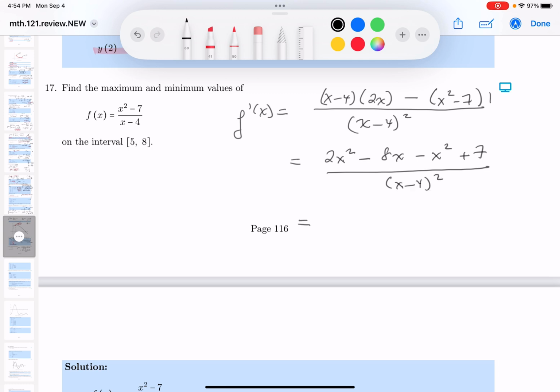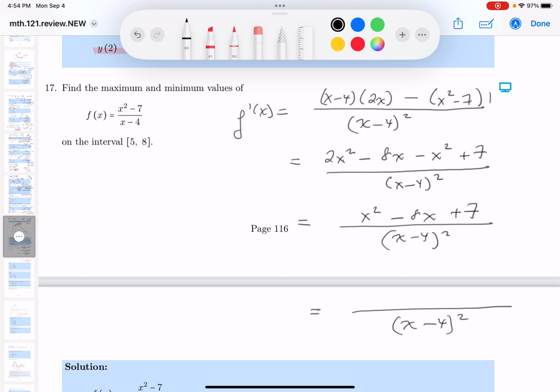I'm going to keep going through this. X minus 4 squared. You get x squared minus 8x plus 7. Well, I'm going to see if I can factor that. X minus 4 squared, x and x, and then you can get 7 and 1, minus minus. So if I thought about it, the critical numbers there are 1 and 7.